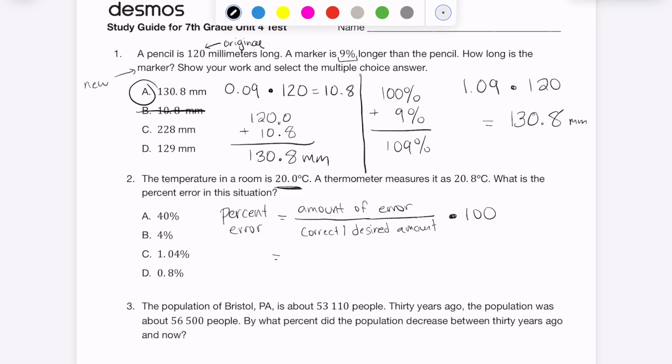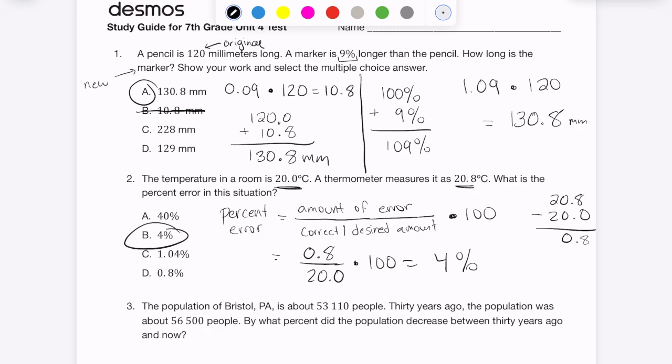So in this case, it's actually 20 degrees Celsius, but the thermometer measures it at 20.8 degrees. So we can subtract those to find the amount of the difference. And the amount of the difference is 0.8 degrees Celsius off. That's the amount of the error. And then we're going to divide it by the actual correct temperature in the room, which is 20 degrees Celsius. And then we multiply by 100. And we're going to get 4%. So this is a 4% error.